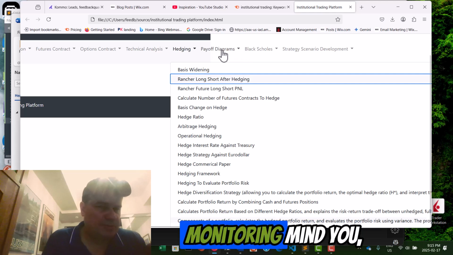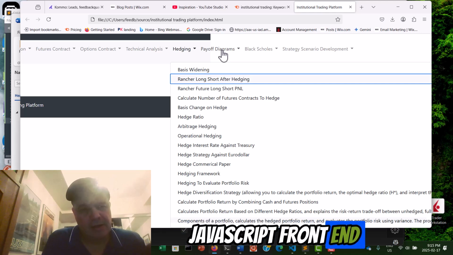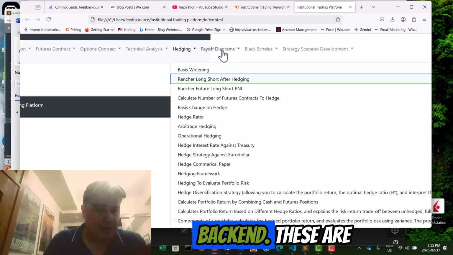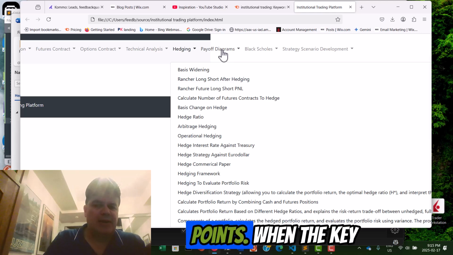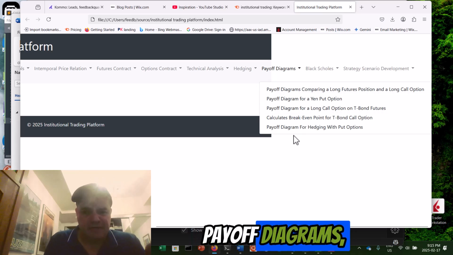Now, again, I want to remind you this would be presented in a JavaScript front end, measured and calculated via a C++ backend. These are just the starting points. One of the key areas that's never talked about are payoff diagrams.